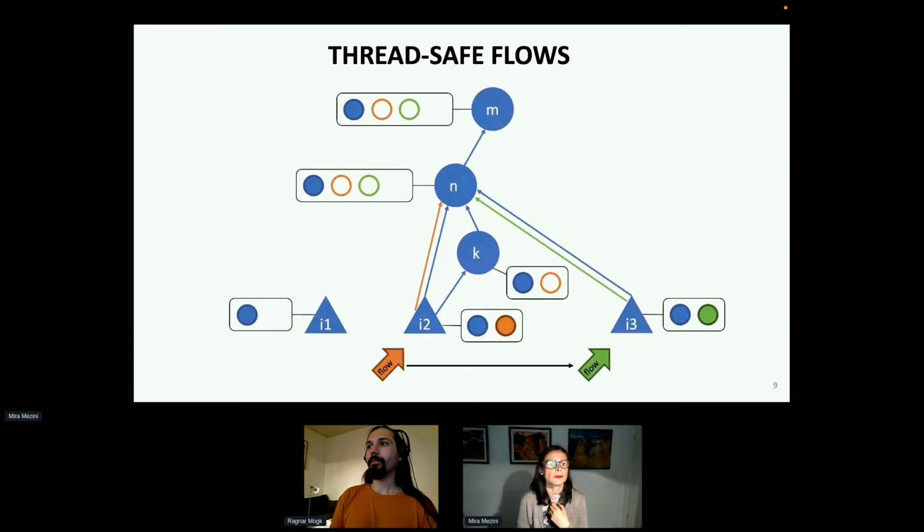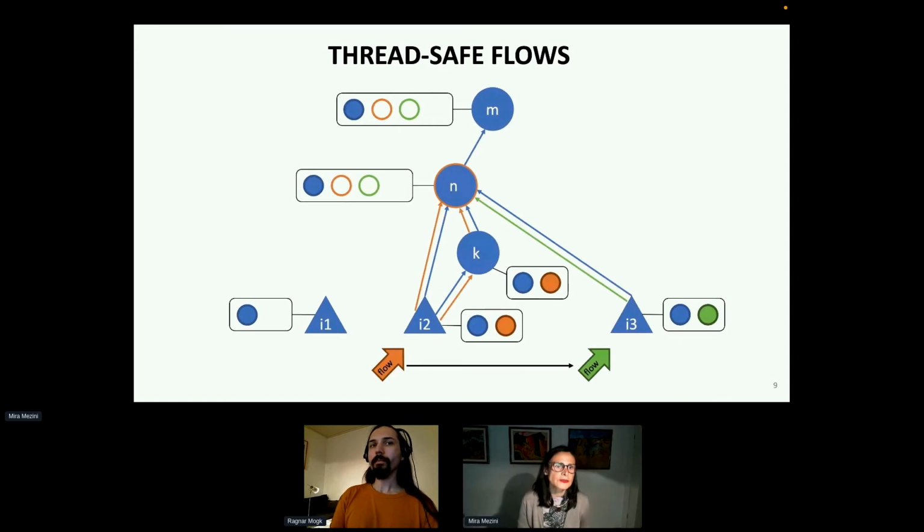Let's say the orange flow fills the node I2 and the green flow fills I3. Now orange reaches N, but it cannot reevaluate N yet, because due to the glitch freedom property, K needs to be reevaluated first. The green flow also cannot reevaluate N yet, because it can only do so after orange has filled it. So the only thing that can happen at this point is that K is reevaluated by orange, its version is filled, and now orange can reevaluate N.